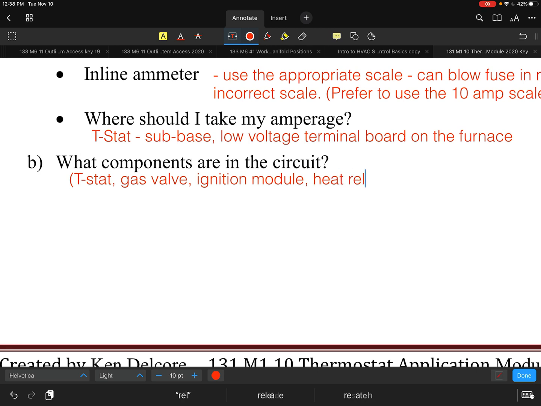The ignition module, it could be a heat relay. That could be another possibility. So here's the bottom line: the T-stat, I don't expect it to pull much current draw. That should be very minimal. The gas valve is probably going to be the biggest load. Ignition module potentially is part of that, and maybe even a heating relay. Especially if you have induced draft circuits, the heating relay may be part of that circuit. So those are the normal things.